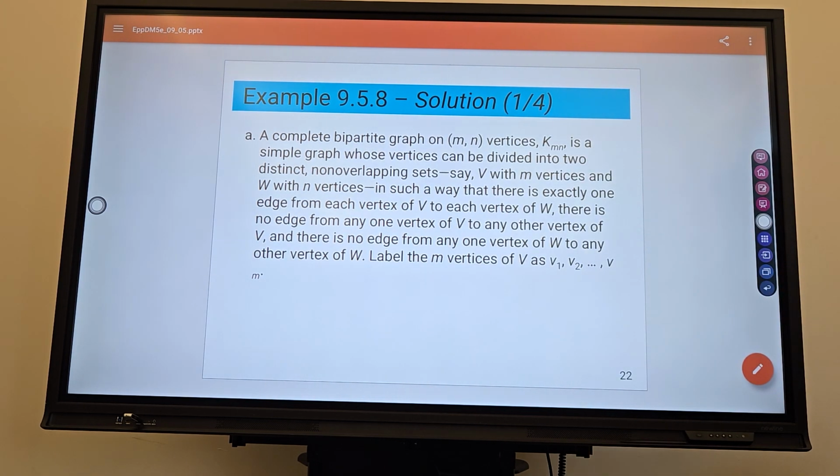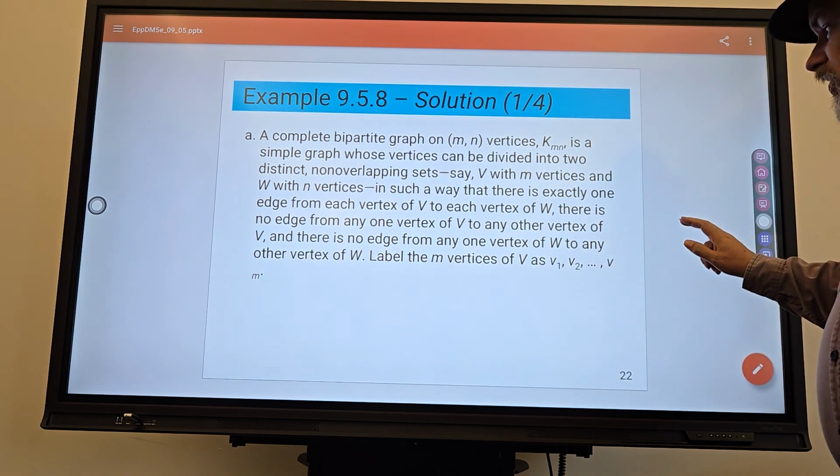A complete bipartite graph on m and n vertices, K sub m,n, is a simple graph whose vertices can be divided into 2 distinct non-overlapping sets, say V with m vertices and W with n vertices, in such a way that there is exactly one edge from each vertex of V to each vertex of W. There is no edge from any one vertex of V to any other vertex of V. And there is no edge from any one vertex of W to any other vertex of W. Label the m vertices of V as v1, v2, v3, etc.